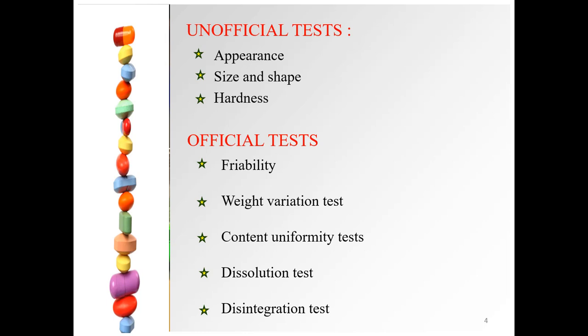So let me explain the difference between unofficial test and official test. Unofficial tests are the physical tests usually performed for solid dosage forms like tablets. Appearance should be checked, the size and shape and hardness, so they come under the category of unofficial tests. The second one is official tests. That is friability, weight variation test, content uniformity test, dissolution test, and disintegration test.